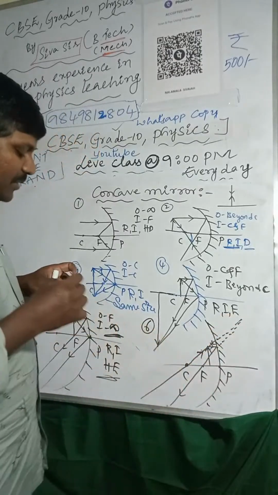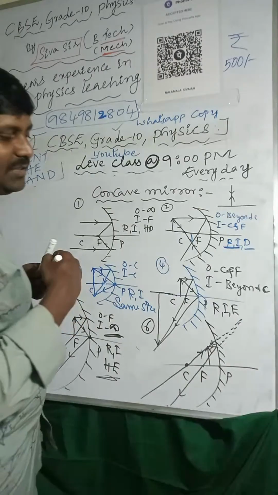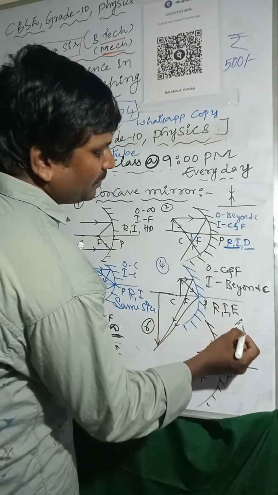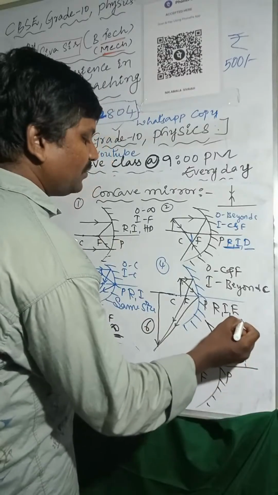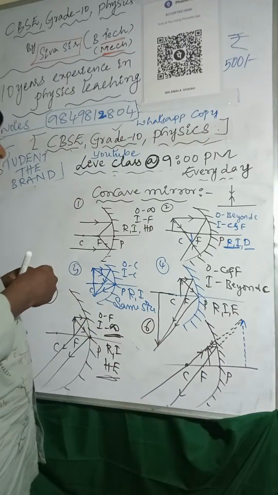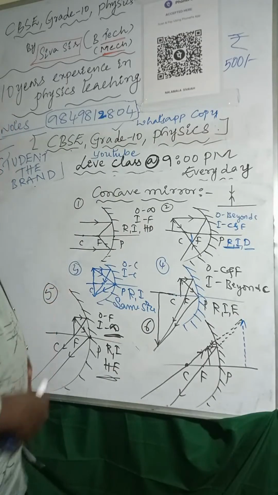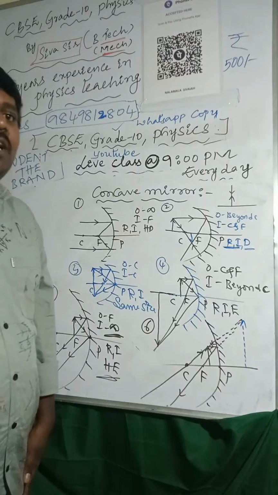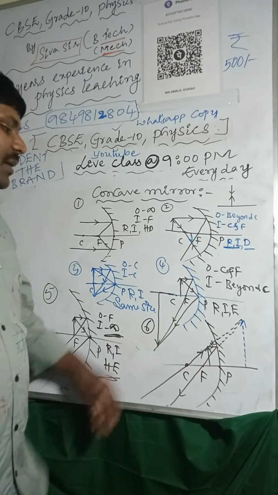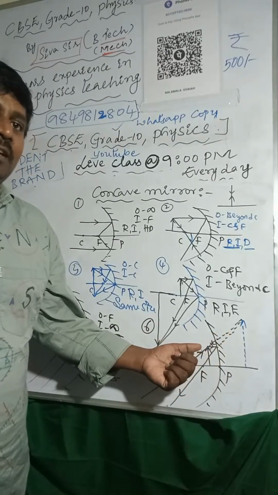What type of image will form? Virtual, erect, and enlarged. The image will form behind the mirror. So what is the nature of the image? Virtual, erect, and enlarged. Why are we saying virtual, erect, and enlarged? Because we are extending the reflected light rays.